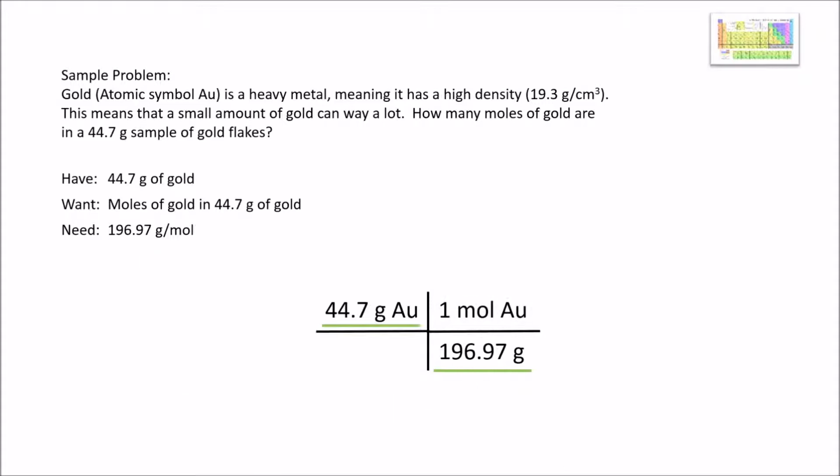That allows us to cancel the grams and do our final calculation, which is 44.7 divided by 196.97, which gives us 0.227 moles of gold.